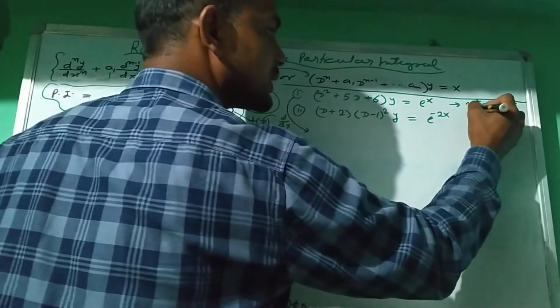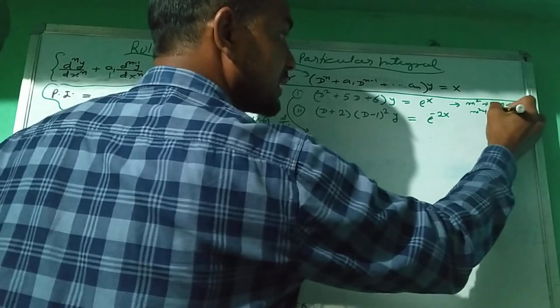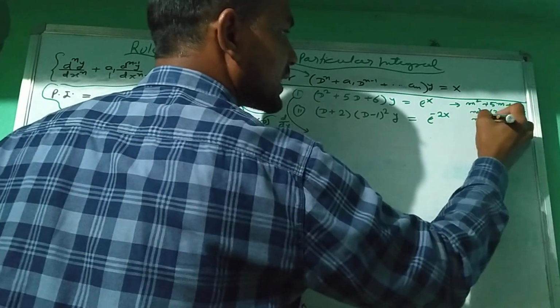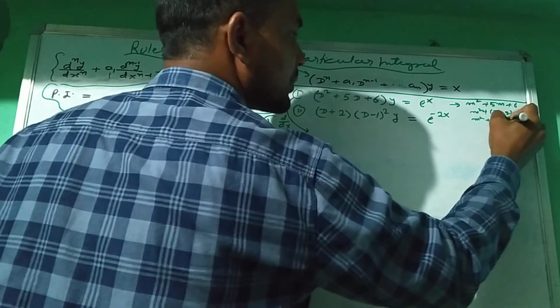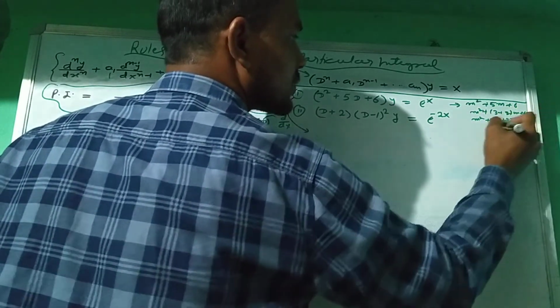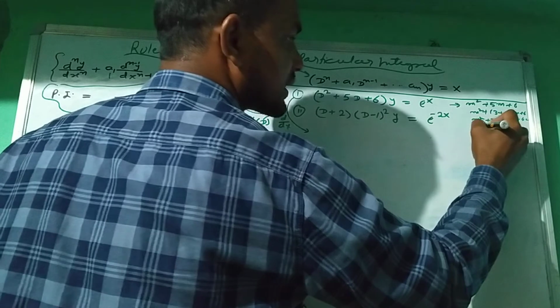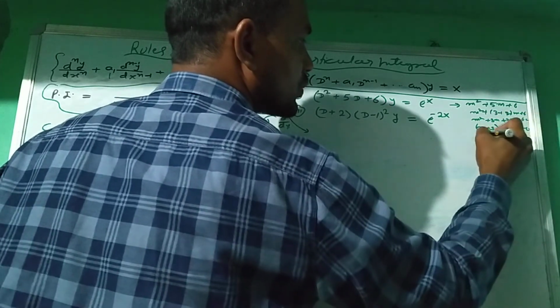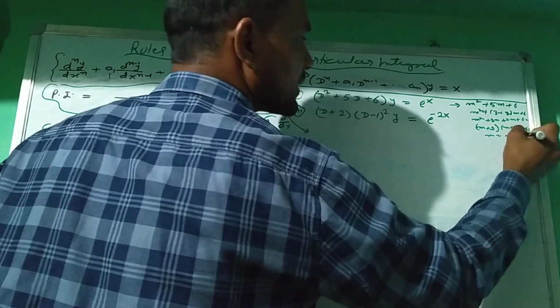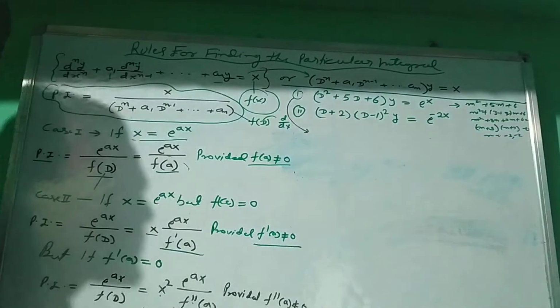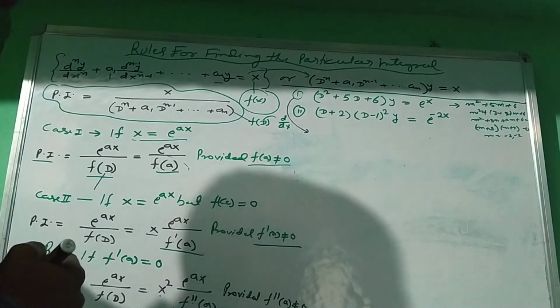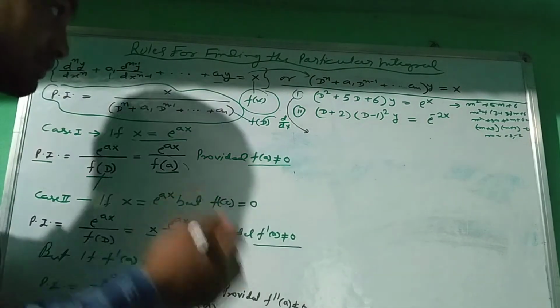Now the roots are, the factors are m square plus 3m plus 2m plus 6 equal to 0. Now the factors are m plus 3 and m plus 2 equal to 0. So we have the roots are minus 3 and minus 2. So the complementary function is c1 e to the power minus 3x plus c2 e to the power minus 2x.